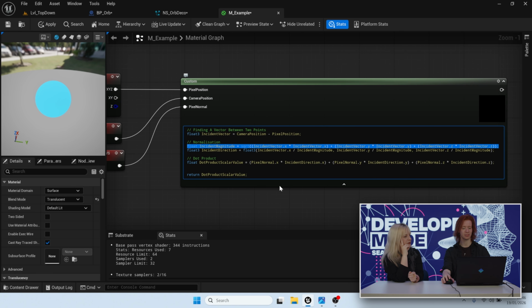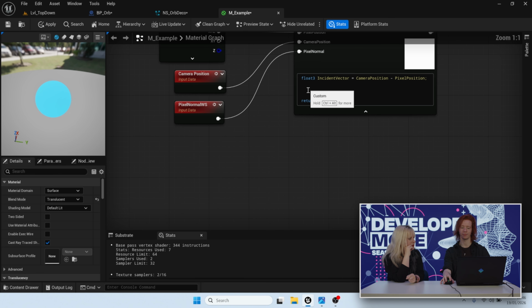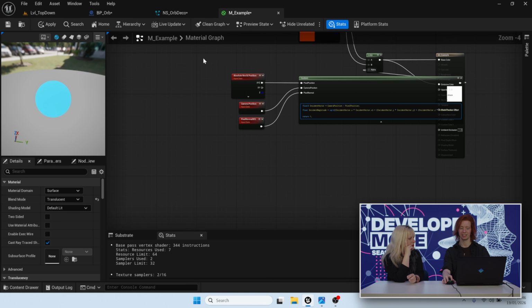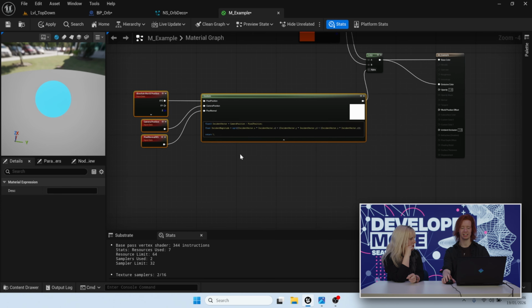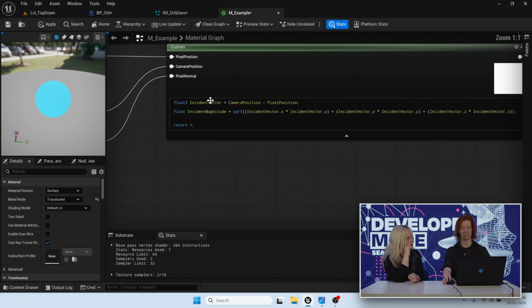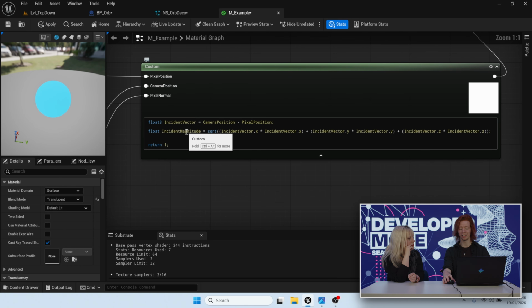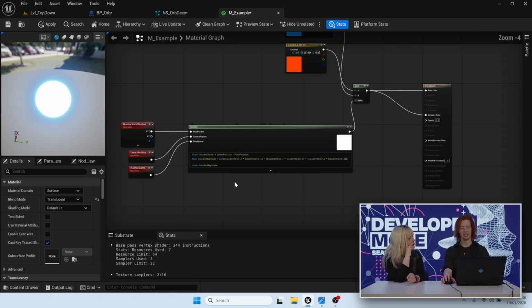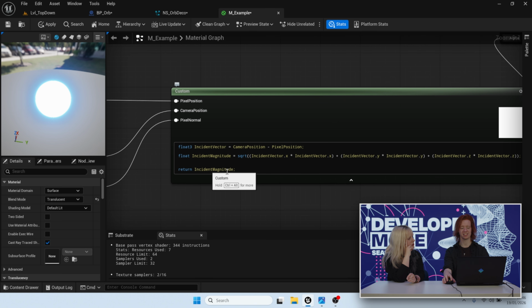So what I'm going to pull over is some code here which normalizes our vector that we've made. By multiplying the individual components together and then square rooting them, I can get myself an instant magnitude. The great thing about using the HLSL node inside of Unreal Engine, or HLSL in general, is I can return any value I want. So I have returned for myself the incident magnitude value.